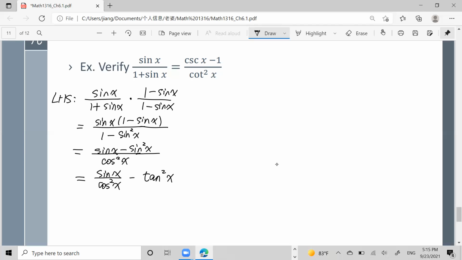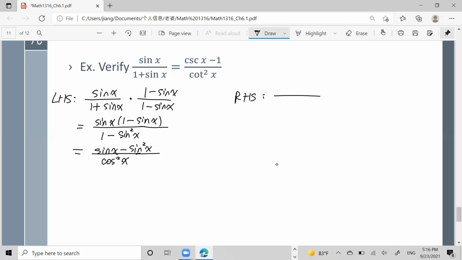And I'd like to start from the right hand side. Actually, I don't need this step because this is tangent. I'd like to stop here because I just want to have an expression that has only sine and cosine. If I have tangent, it brings me more trouble. So let's do the right hand side.